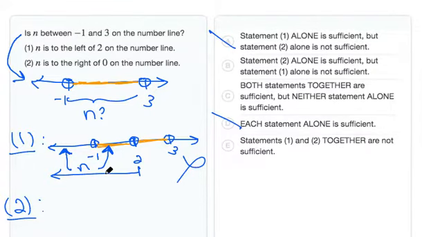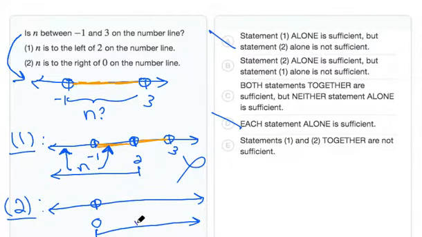So statement 2 is going to work in a similar manner. We're told that n is to the right of 0 on a number line. So let's go ahead and draw another one. We have 0. And we're told that n is somewhere to the right. So it's somewhere over here. Now let's put our orange markers on here to look at what we're looking for: -1 as our bottom bound to +3 as our top bound. And let's highlight that in orange again, just for a visual as we're going through.